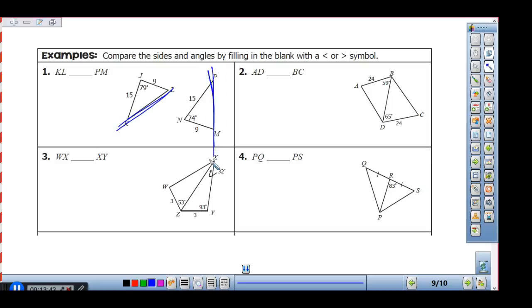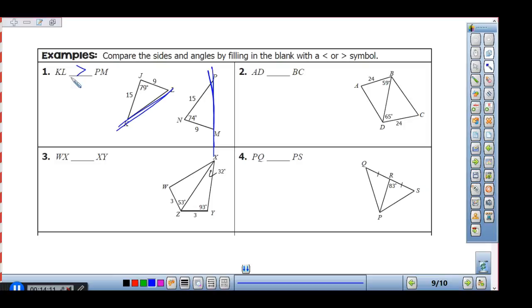Which one's going to be longer, KL or PM? KL, because its angle is a little bigger. You're looking at the angle that's across from it. So this is 79, this is 74, so KL is going to be greater than PM, because its opposite angle is greater than the other one.